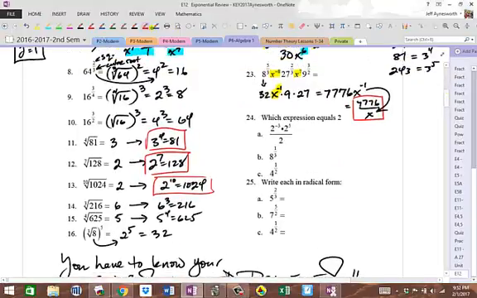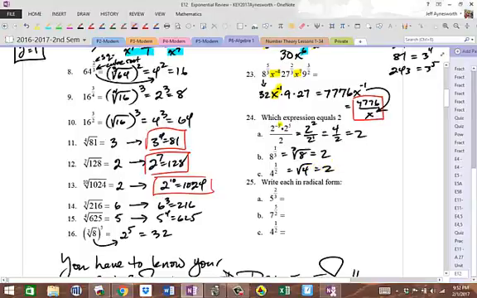Here we go. Multiplying like bases here. So this is equal to 2 to the negative 3 plus 5, which is 2 squared divided by 2. And that's 4 divided by 2, which is 2. And this is the cube root of 8, which is 2. And this is equal to the square root of 4, which is 2.